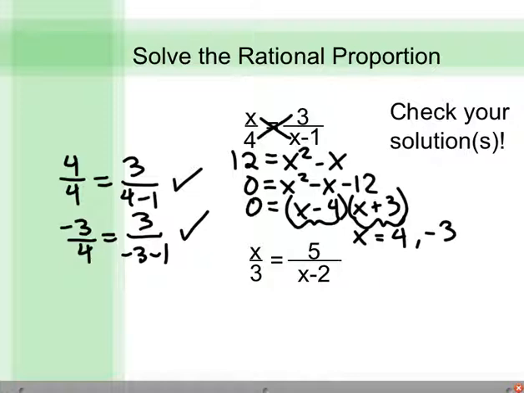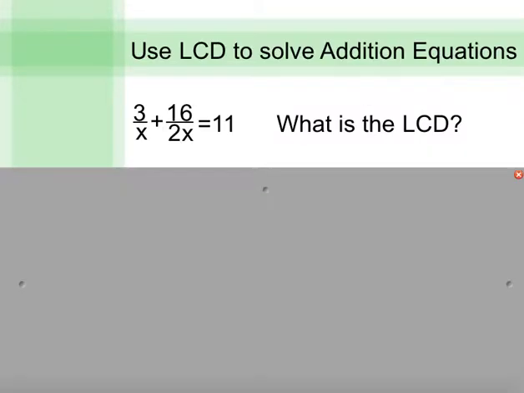Okay, you can do the same on this next one here with cross multiplication to get 15 is equal to x squared minus 2x. Move it to that right side so we can get it equal to 0, factor, and solve. And then, of course, check your solutions.